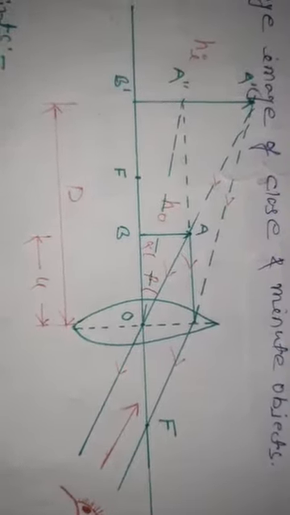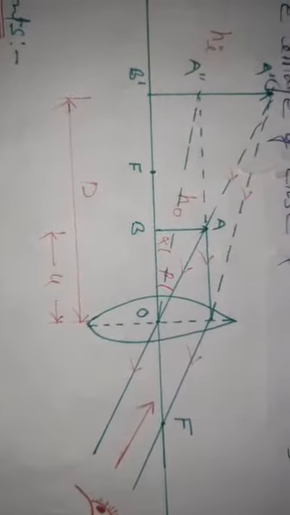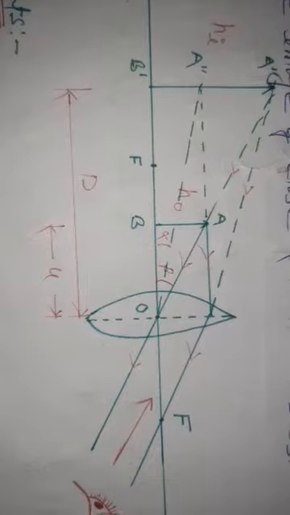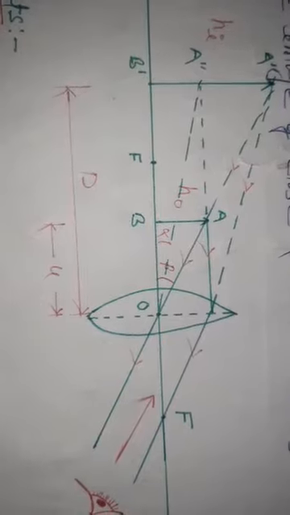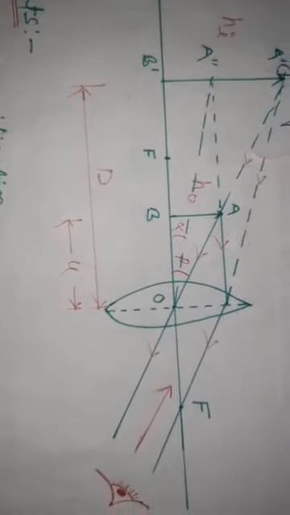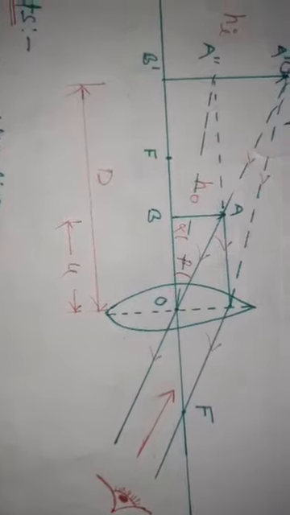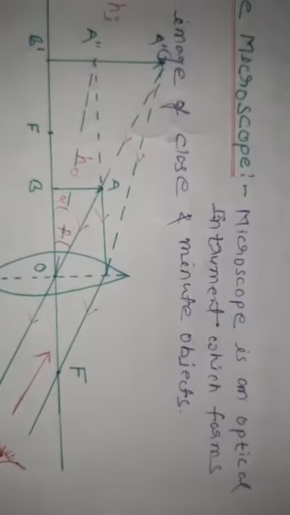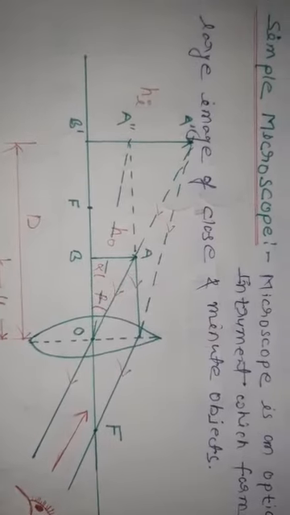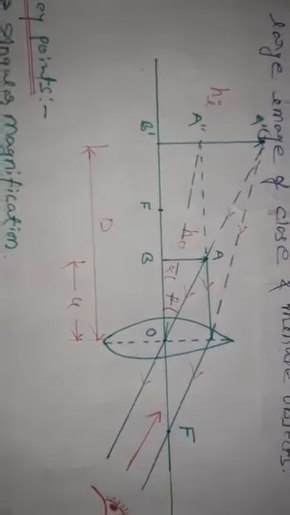Here first we have to discuss the simple microscope. The question arises in your mind: what is the microscope? A microscope is an optical instrument which forms a large image of a close and minute object. Clear? You can see the definition. A microscope is an optical instrument which forms a large image of a close and minute object. A very short definition.